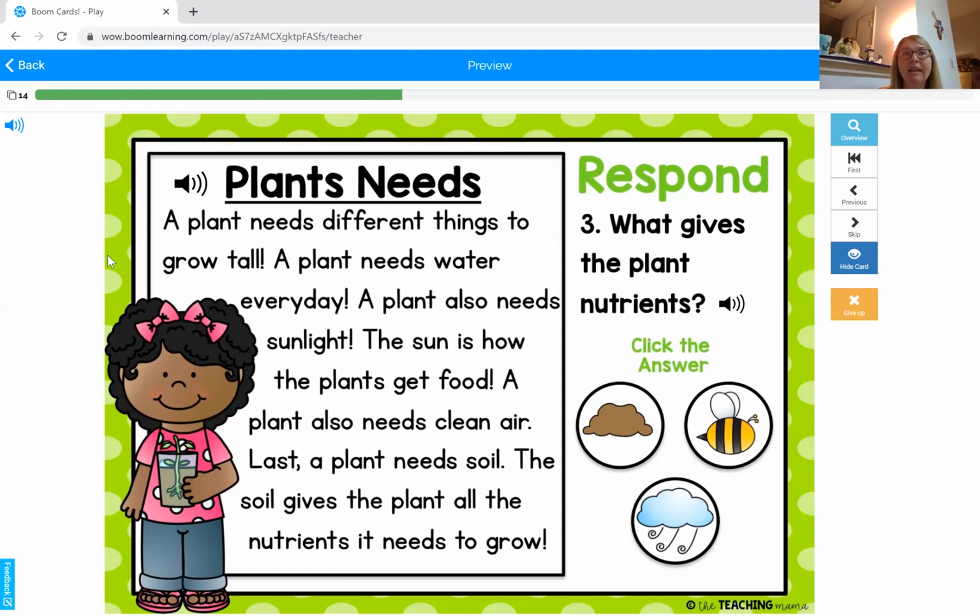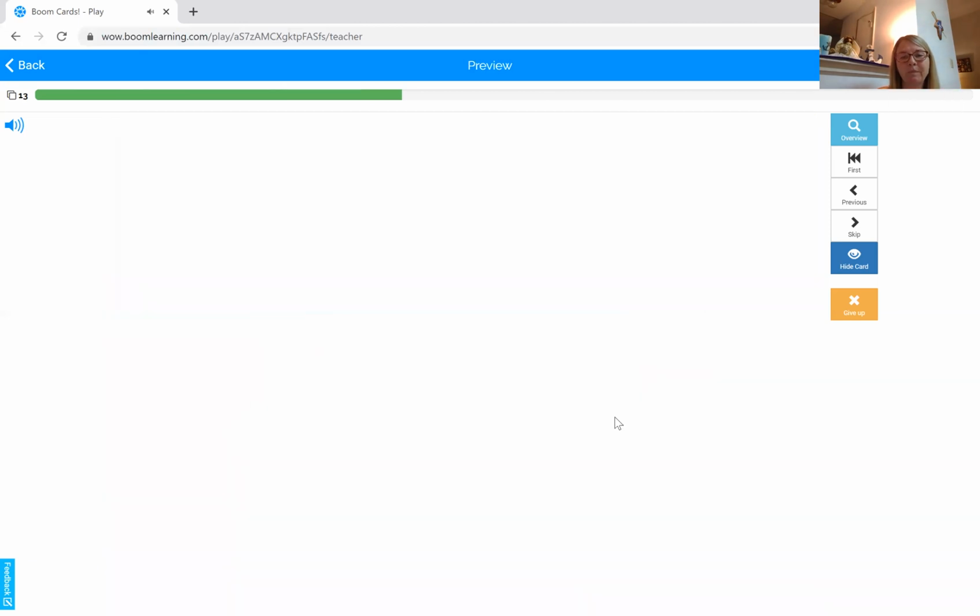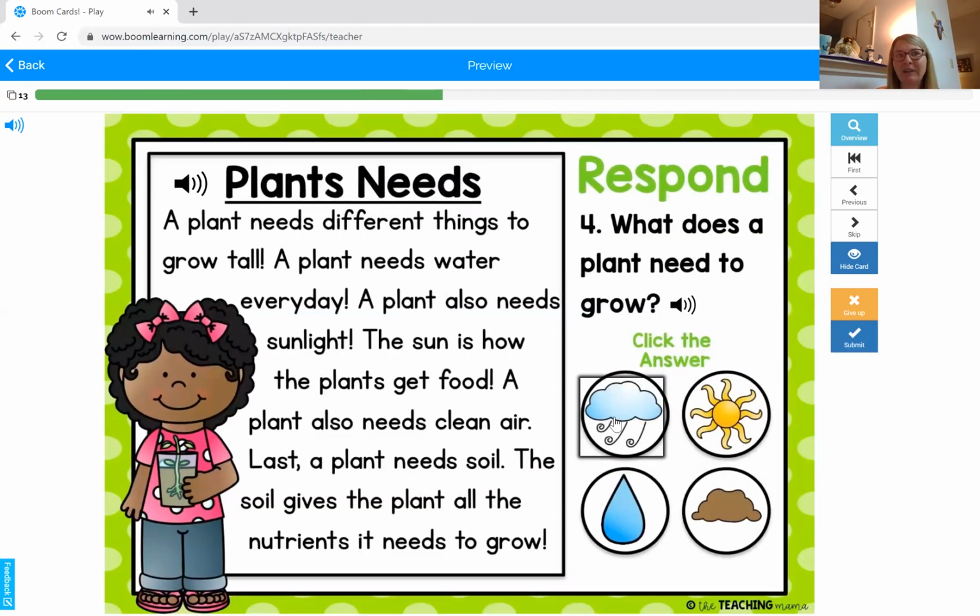Just like we eat lots of fruits and vegetables and proteins to give us the nutrients we need to grow. Okay, so our question is, what gives the plant nutrients? Is it the soil? Is it a bumblebee? Or is it clean air? Remember, it needs to be able to grow like we grow. That's right, soil, I'm sorry.